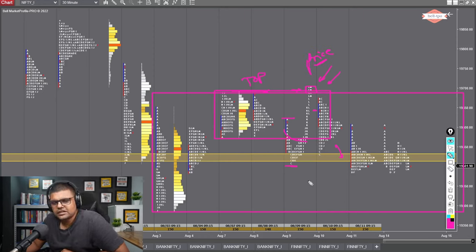So blindly looking at price will cause a lot of trouble. You have to look at trade facilitation. You have to look at important references. You have to look at different time frames and what they do, how they trade in the markets. All right. Okay. So this was a great short-term trading opportunity.